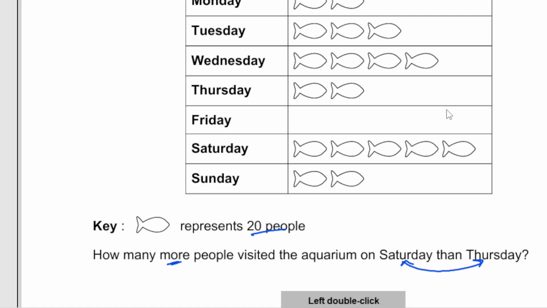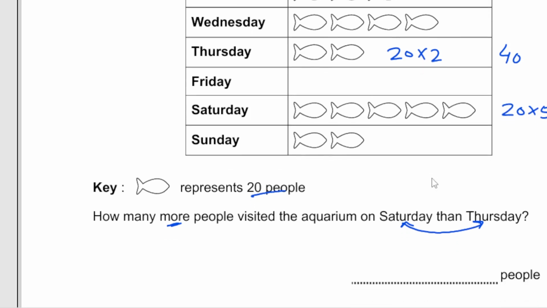Thursday, if you see, there are 2 fishes, 20 times 2, that is 40. And here on Saturday we have 5, so that means 20 times 5, which is 100. Okay. And we are looking for the difference. So 100 minus 40, which is 60. So final answer is 60 people.